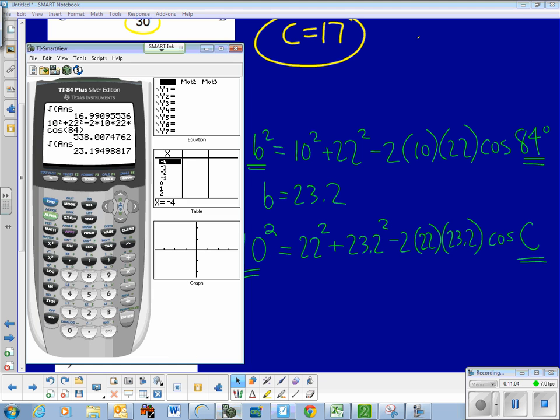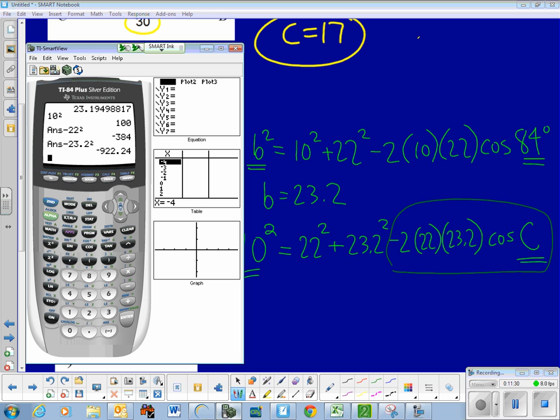Well, let's see. Calculator up. I'm going to start with 10 squared. Then I'm going to subtract 22 squared to move this term over. Then I'm going to subtract 23.2 squared. So now this negative 922.224 is equal to all of this.